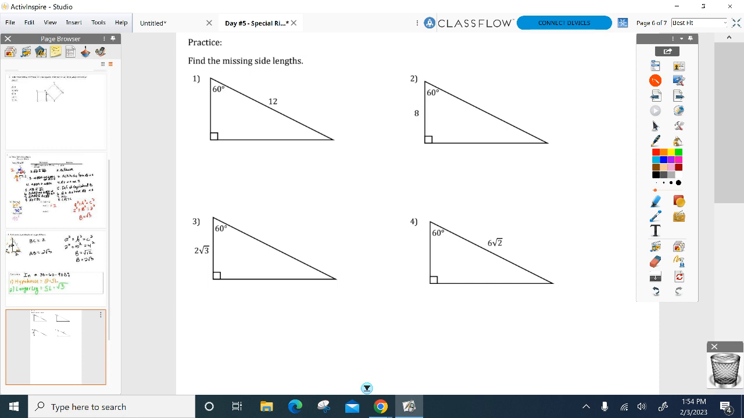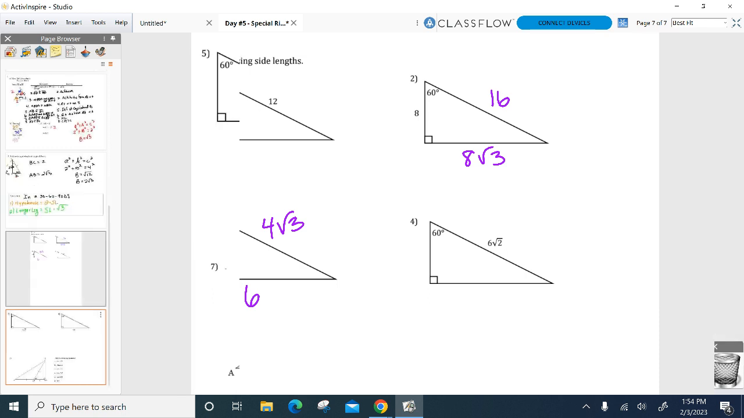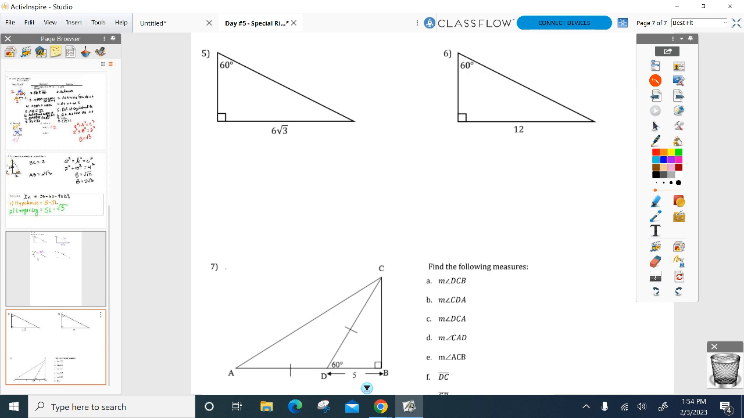Number 2, longer leg, 8 radical 3. Hypotenuse, 16. Number 3, longer leg, 6. Hypotenuse, sorry. I just wanted to make sure. 6, hypotenuse, 4 radical 3. We already went over 4. Let's move on. 5. Let's see, that's 6 radical 3. So the shorter leg should have been 6, along with the hypotenuse of 12.